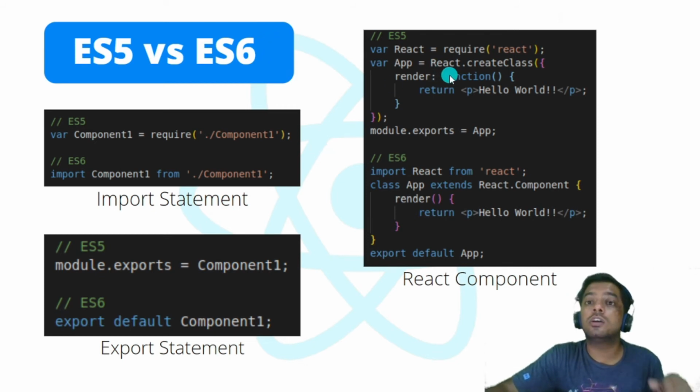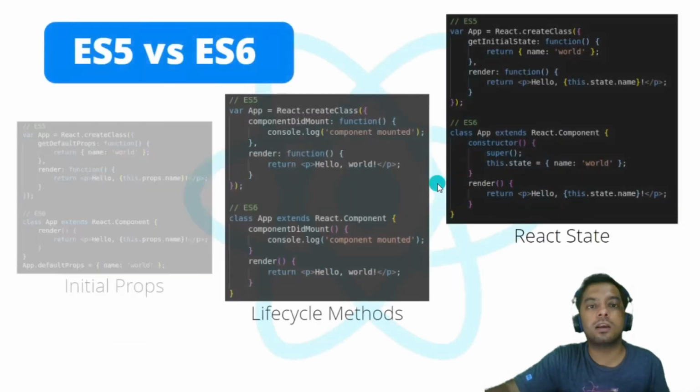Another difference comes in the main calling. Initially, we had to use React.createClass, then inside that, render. But now we don't have to use createClass. We can directly extend the Component class of React, and inside that we can call a render function, the render method.